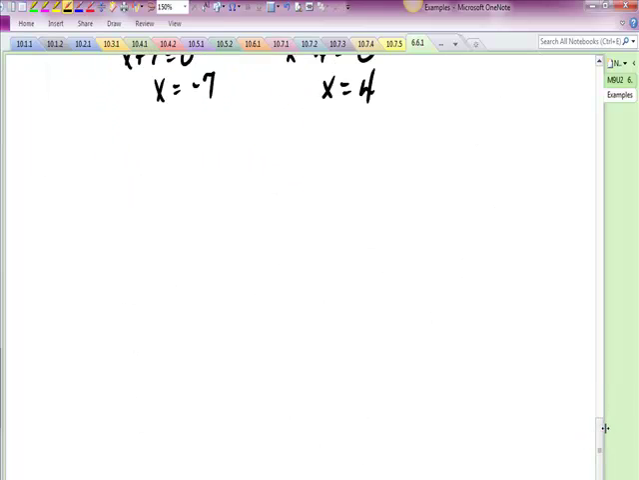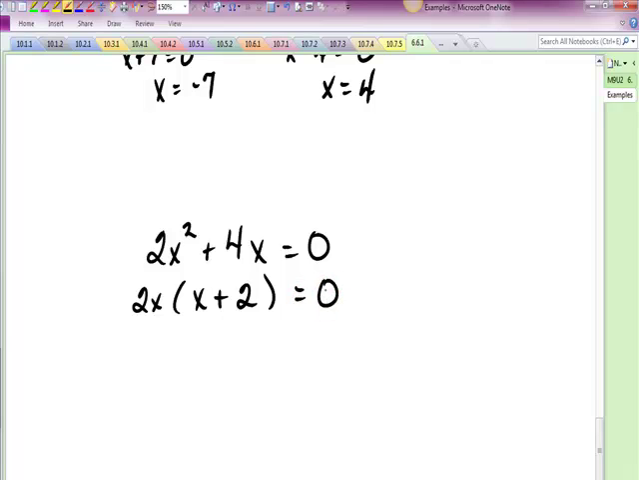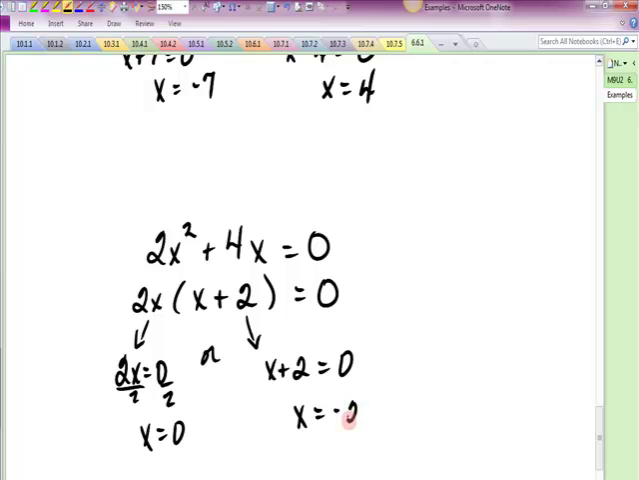One last thing I want to say, or a couple of things. If I had, say, 2x squared plus 4x equals 0, it is quadratic, it is equal to 0. There's a common factor of 2x. And if I factor it out, I end up with 2x times x plus 2. When I use the zero factor property, 2x is 0, or x plus 2 is 0. Divide by 2, x is 0. Subtract 2, x is negative 2. Just to mention this, a common factor that is a constant does not affect the final answer. But a common factor that is an x gives me an answer of 0.